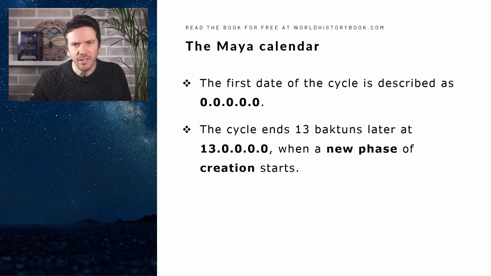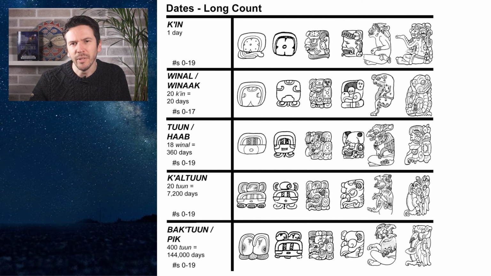In modern notation, the first day of the cycle is described as 0.0.0.0.0, and the cycle ends 13 baktuns later, or 13.0.0.0.0, when the Mayans believed that a new phase of creation would start. And this cycle together is about 5,000 years. And here we see a number of variants of glyphs for those kins, winals, and so on.